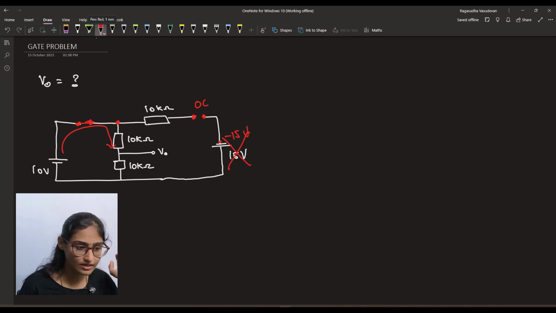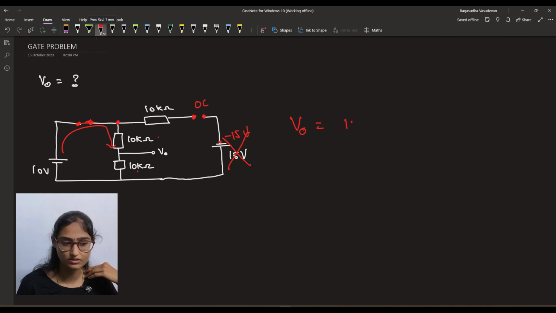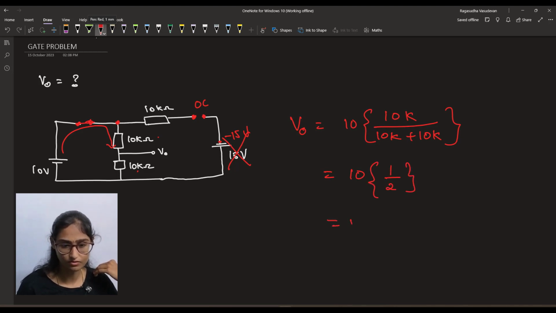10 volt will come. It will divide across two series resistors. This 10 kilo ohm is in series with this 10 kilo ohm, so the current will be the same. And what will happen to the voltage? Voltage will divide. V naught is equal to Vi into 10 kilo ohm divided by 10 kilo ohm plus 10 kilo ohm. So this is equal to 10 volt into 1 by 2. This will be 5 volt. Okay, this 10 volt is splitting as 5 volt and 5 volt.